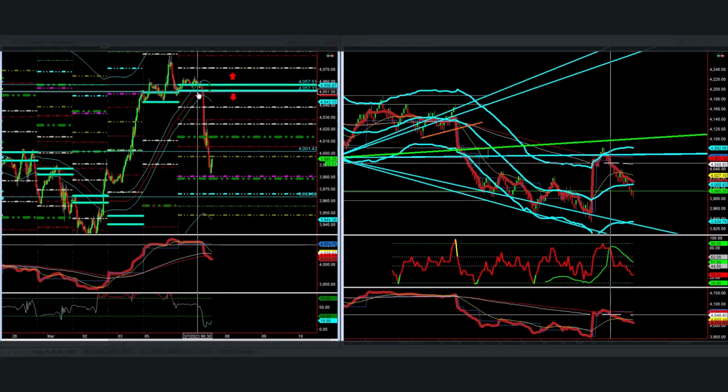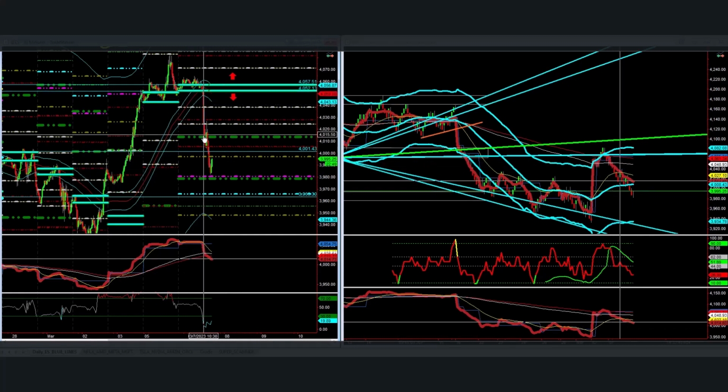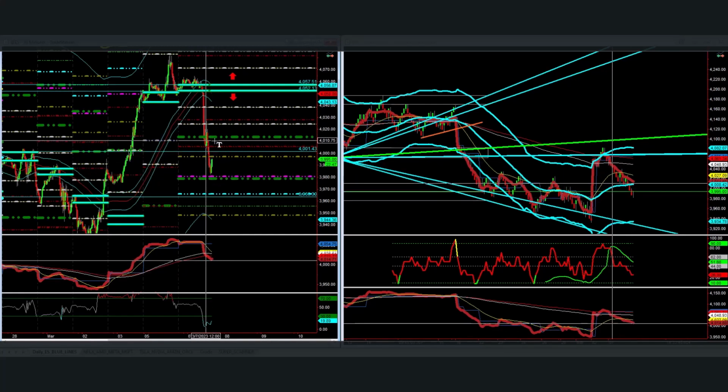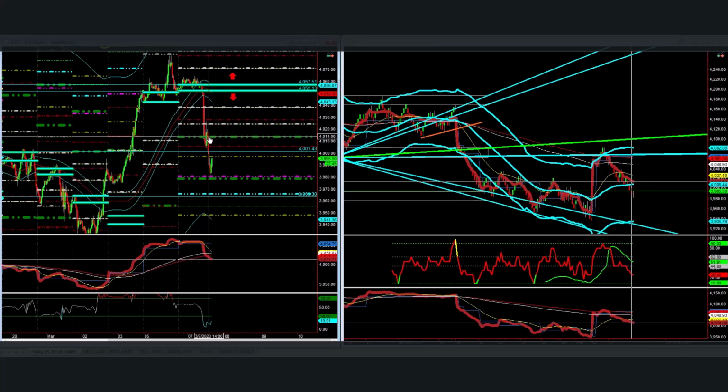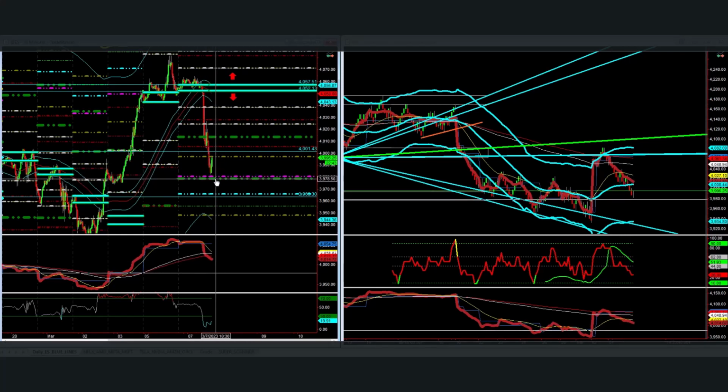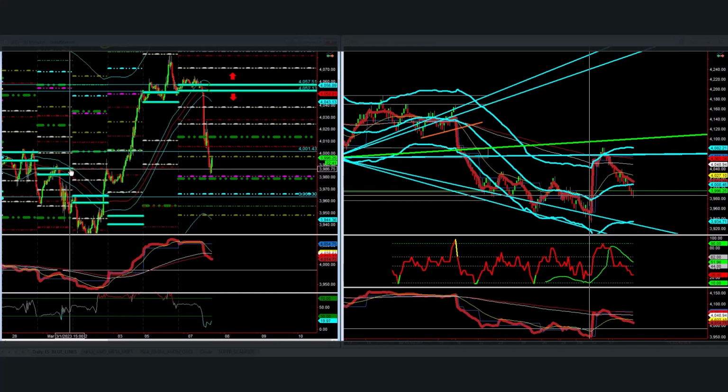And then there it is. Minimum targets are these green lines, and it went to these target lines, tried to stop here for a while, then didn't like it, went down, and there we go. And it stopped right there on the blue line.